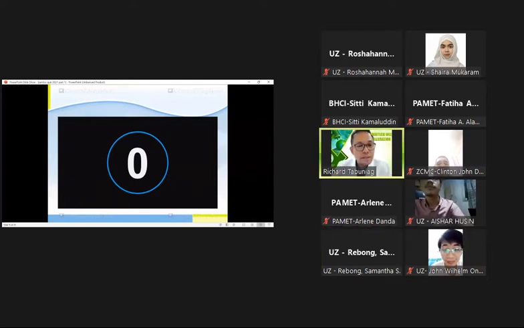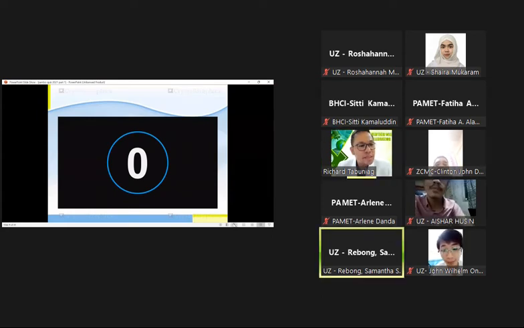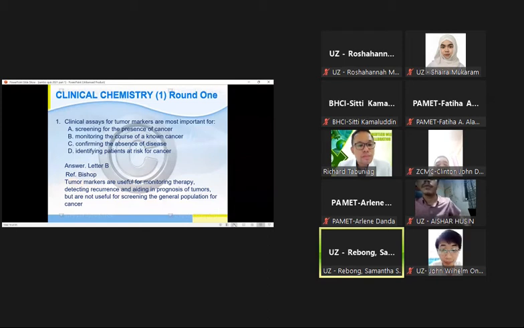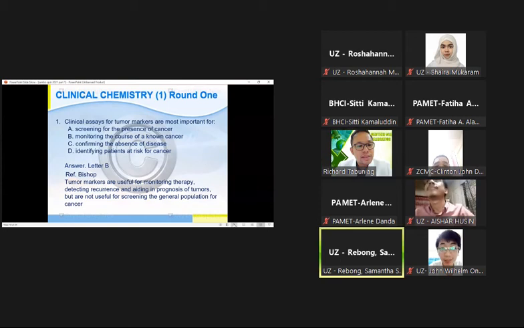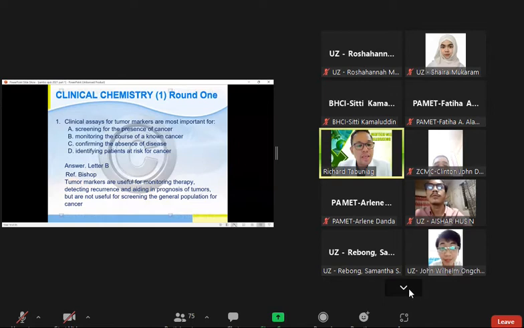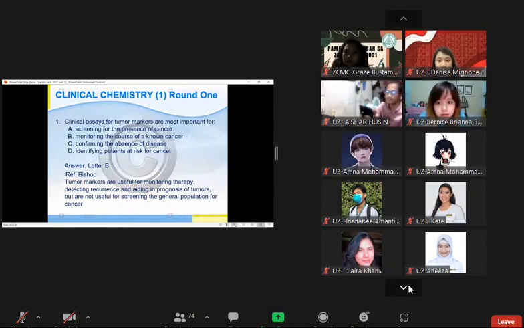Okay, your answer should be in the chat box already. And the answer is letter B. Tumor markers are useful for monitoring therapy, detecting recurrence, and aiding in prognosis of tumors, but are not useful for screening the general population for cancer. Next, number 2.